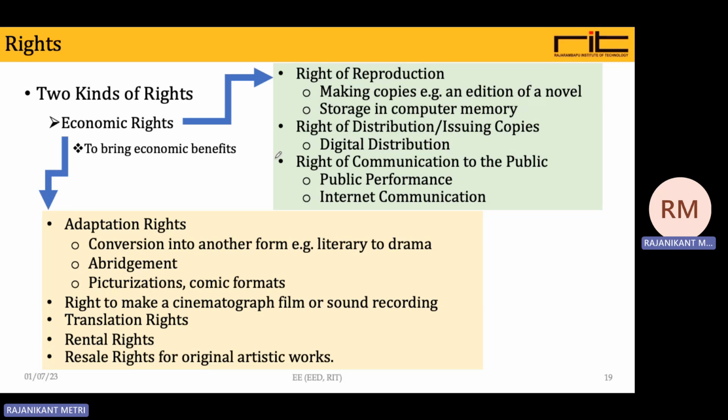Right to make a cinematograph film or sound recording. As I said, if you want to make it a film or sound recording, then you need to take the rights from the original author. Translation rights also, rental rights, resale rights for original artistic works. So all these come under economic rights. So you should get the monetary benefits.